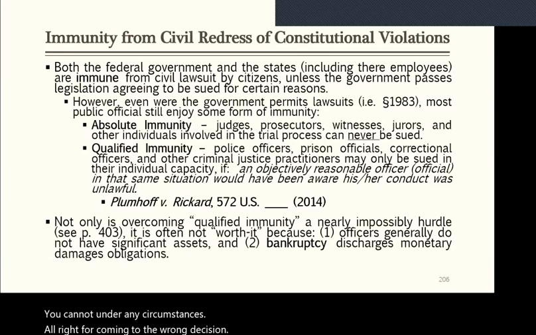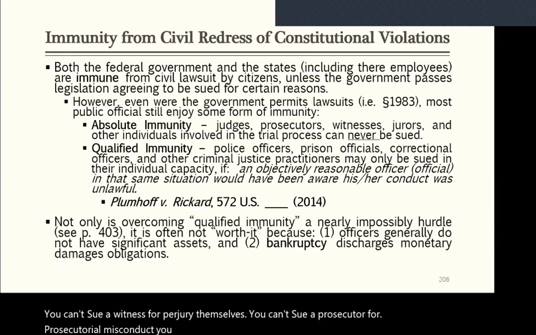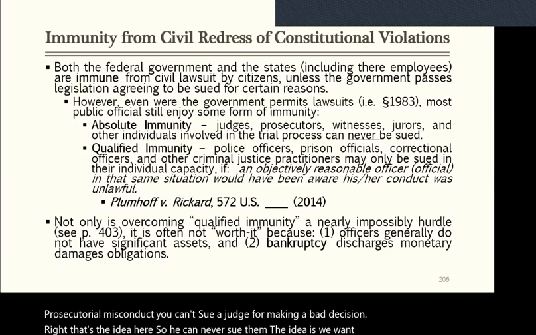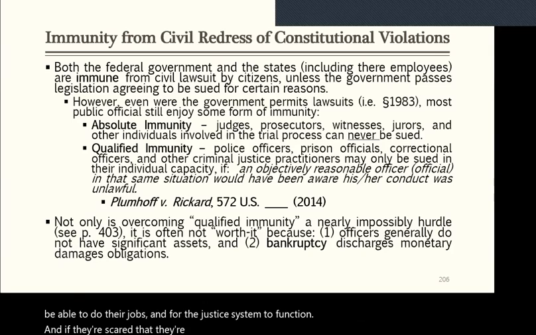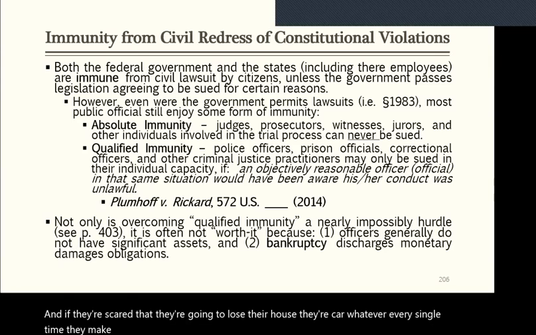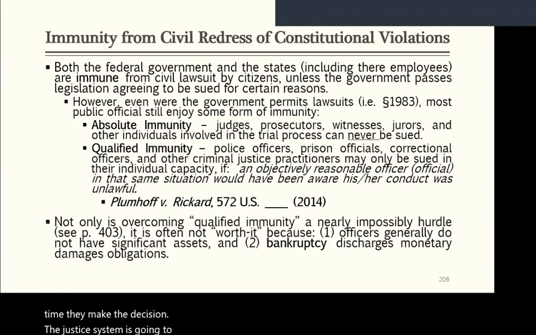You can't sue a witness for perjuring themselves. You can't sue a prosecutor for prosecutorial misconduct. You can't sue a judge for making a bad decision. That's the idea here: you can never sue them. We want people to be able to do their jobs and for the justice system to function. If they're scared they're going to lose their house or their car every single time they make a decision, the justice system is going to grind to even more of a halt than it is now.